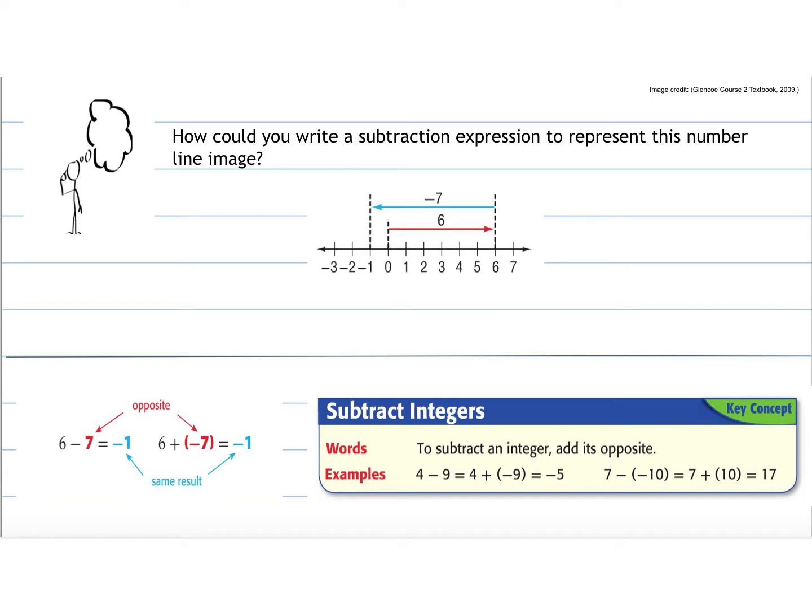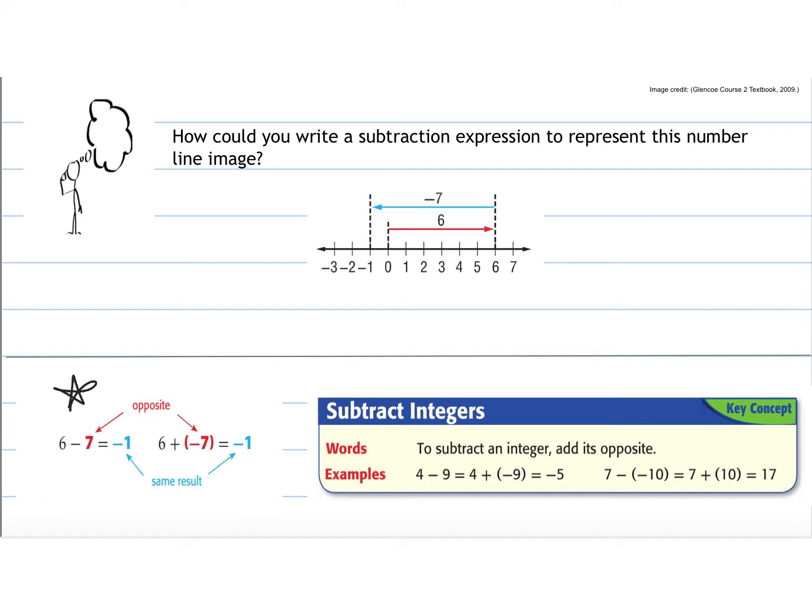Something to think about here: how could you write a subtraction expression to represent this number line image? If we were going from 0 up to 6 and then back 7 and we land at -1, how could we write that as a subtraction problem? If we took 6 minus 7, we had 6 and we're taking 7 away, that would get us to -1. If we took 6 and we added 7 negatives, that would also get us -1.